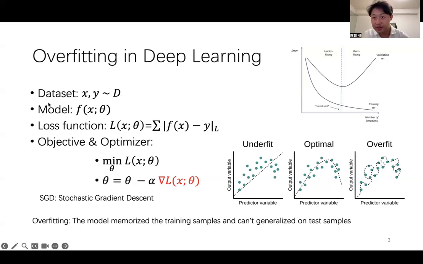Then we can use an objective function and optimizer to illustrate the training process, which means selecting the best theta to minimize the loss function. And here we can use stochastic gradient descent to do the training process. However, when we do this again and again, we usually find a quite well-known phenomenon: as the training continues, the training loss finally becomes very low, and the validation loss becomes higher and higher. This problem is called overfitting. The reason for overfitting is described as the model memorizing the training samples and being unable to generalize to the test set.